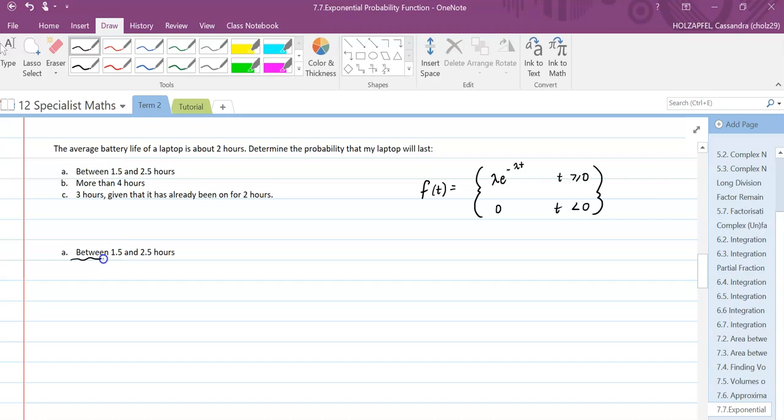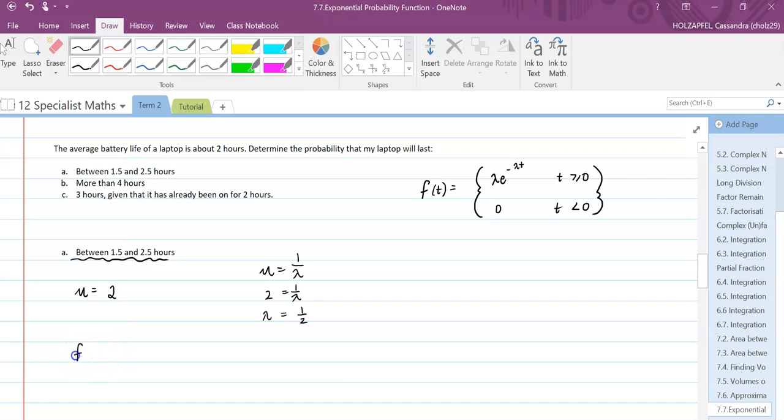Okay, so let's start off with this first question. We've got between 1.5 and 2.5 hours. We already know for this problem that the average battery life is equal to 2 hours, and we also know from before that the average is equal to 1 over lambda. So we can express this as 2 equals 1 over lambda, and so lambda must be equal to 1 over 2.